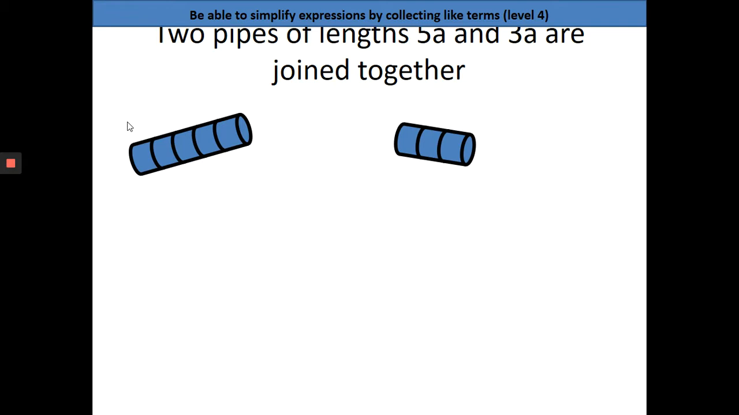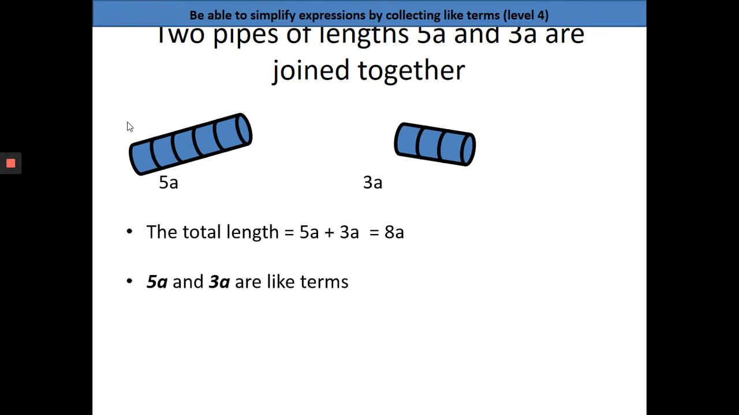So on the screen you can see there are two pipes of lengths 5a and 3a, and they're joined together. So we've got a 5a and a 3a. Because they both contain the same letter, we can put them together. So the total length becomes 8a. Because they contain the same letter, they are classed as like terms.